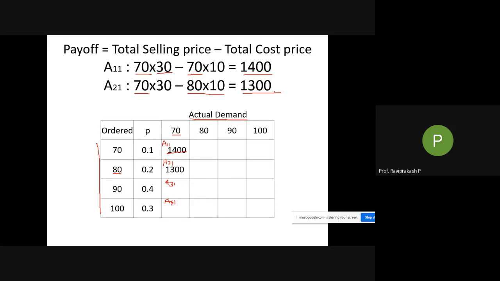So don't get confused here. Sir, 80 hai, but you are taking only 70. Why? Because the demand is 70. I can sell only 70. I cannot sell more than 70. Even if I get 100, I can sell only 70. I cannot sell 100. So the rest is waste.